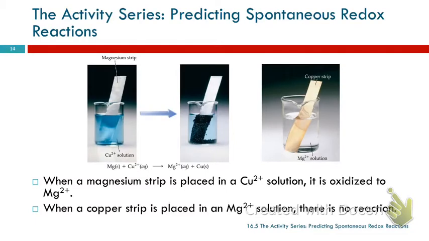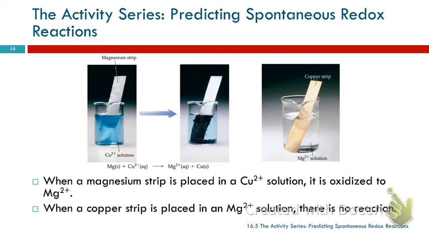So we're going to skip over 16.4 and jump into 16.5, the activity series. If you put a piece of magnesium metal into a solution of copper ions, you'll get a chemical reaction. Copper will deposit on the magnesium and the magnesium will dissolve. If you do the reverse and put a strip of copper in a solution of magnesium, nothing happens.